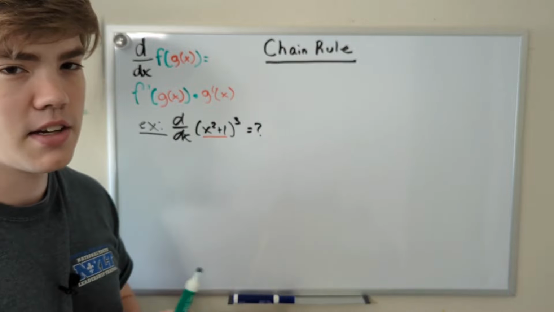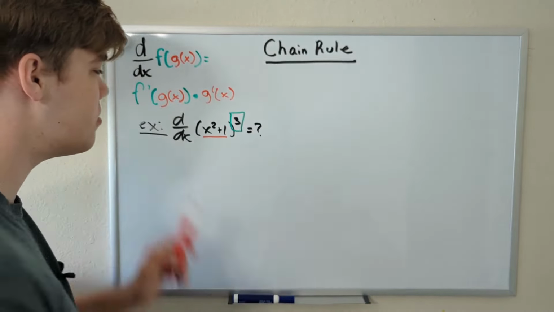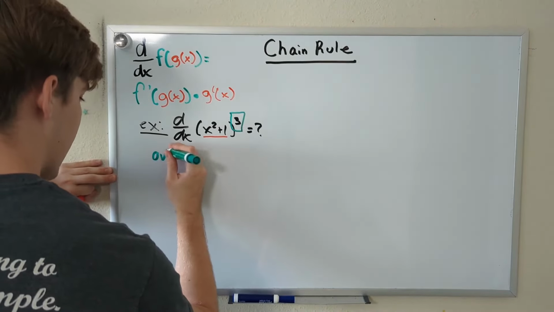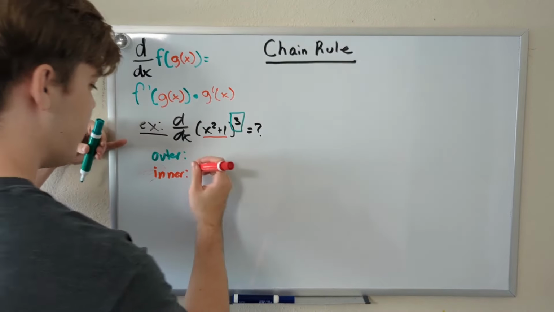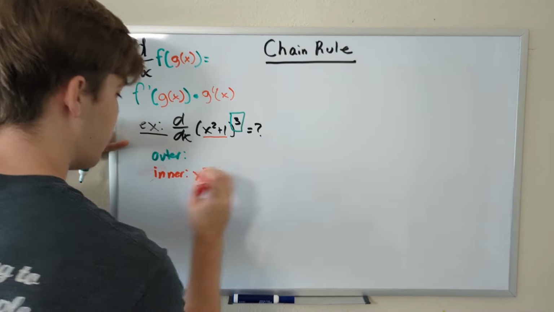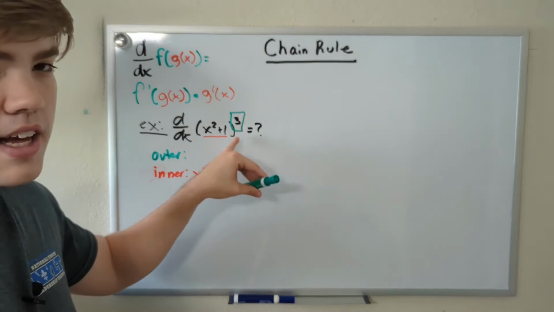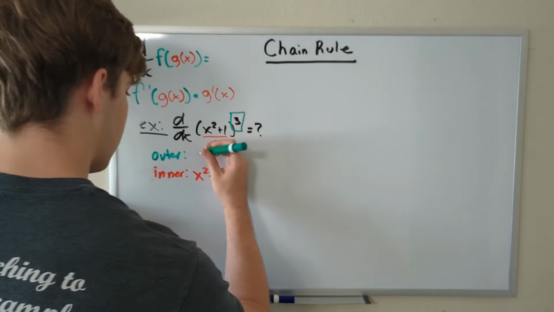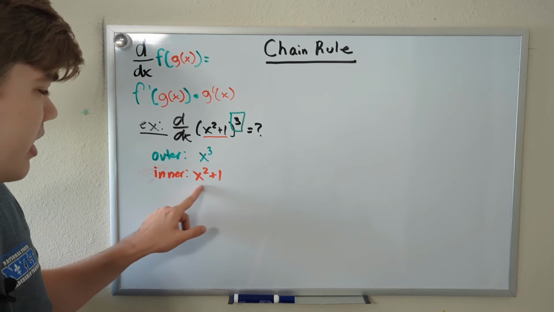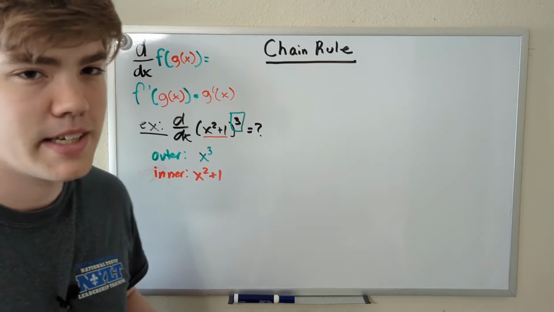The outer function might be a little bit trickier, but if you're curious what it is, it's actually this right here, this cubed. So let's write that down here. The outer function and the inner function. So we already established the inner function is x squared plus 1. But this outer function is a little bit trickier to find out. I told you that it's this cubed, and just like in the square root, it's simply just x cubed. If we were to plug in our inner function to our outer function, we would get this function. So that's basically what's going on here.